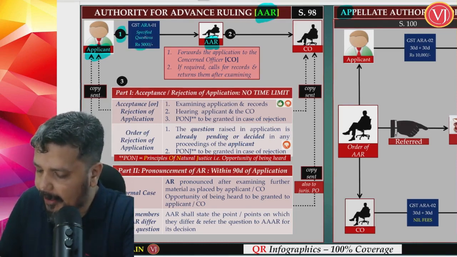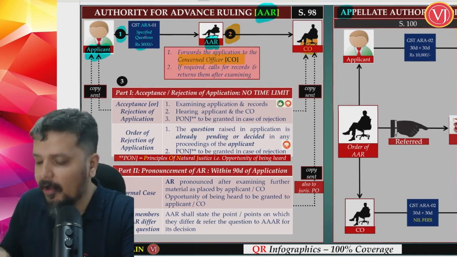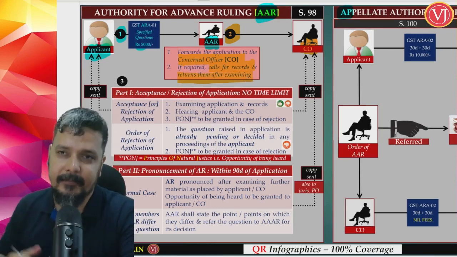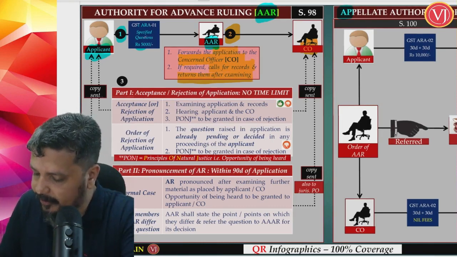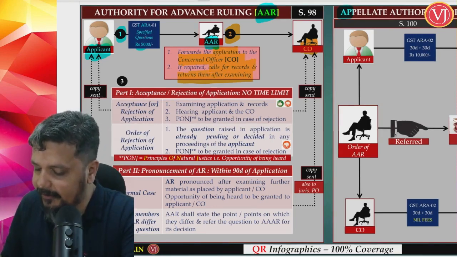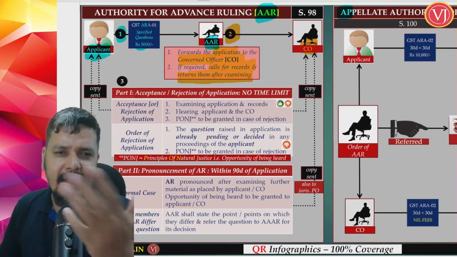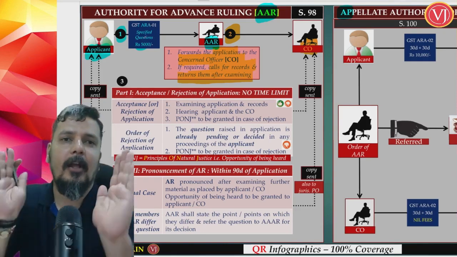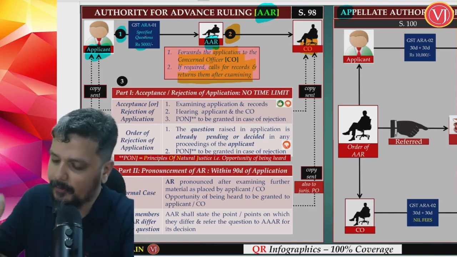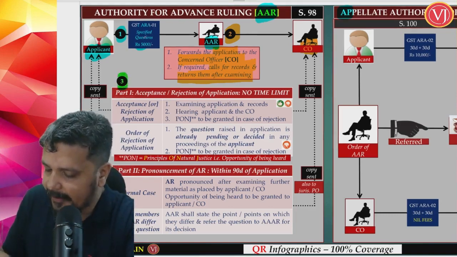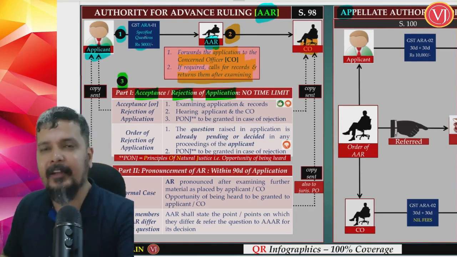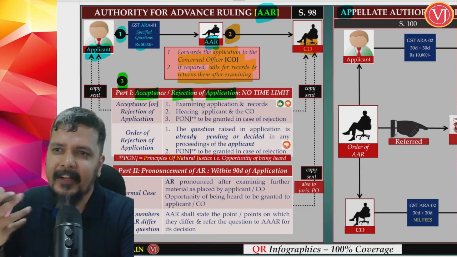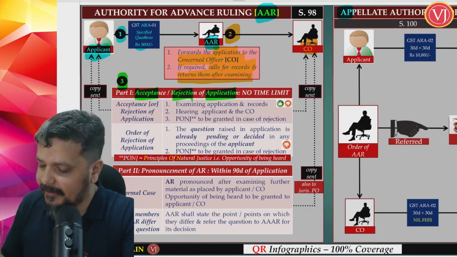Then A square R will forward it to the concerned officer and call for the records, and return them after examining. He will tell the officer, okay, you take this application, and if required, he will call for the records and, after examining, return them to the concerned officer. Now, the third part. The details are available with A square R, the Authority for Advance Ruling. What is it going to do? It is either going to accept the application or reject the application, for which there is no time limit. But there is an outer time limit for passing the ruling. There is no specific time limit for accepting or rejecting the application.